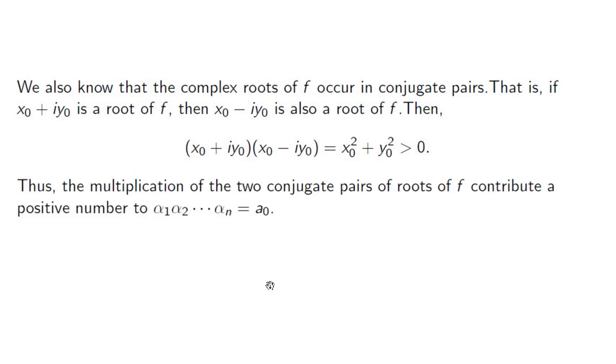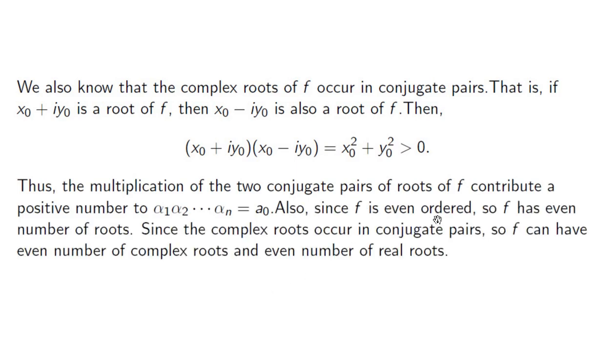So finally, since f is an even order polynomial, f has n roots, which is an even number, and so f can have an even number of roots. And since the complex roots of f occur in conjugate pairs, f can have an even number of complex roots and an even number of real roots.